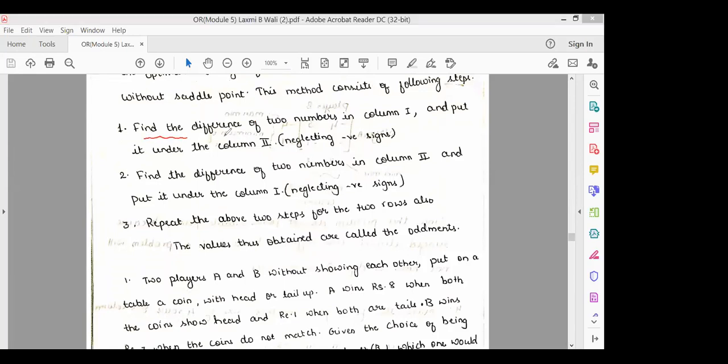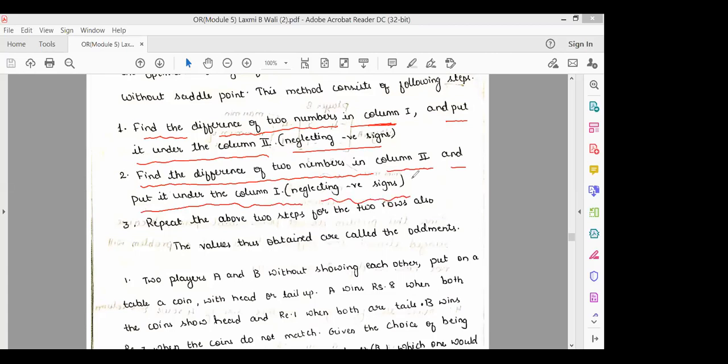Find the difference of the two numbers in column 1 and put it under column 2, neglecting negative signs. Next, second point: find the difference of the two numbers in column 2 and put it under column 1, neglecting negative signs. So I'll explain this.